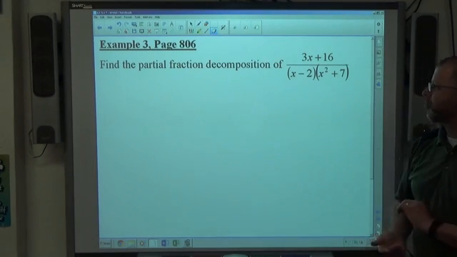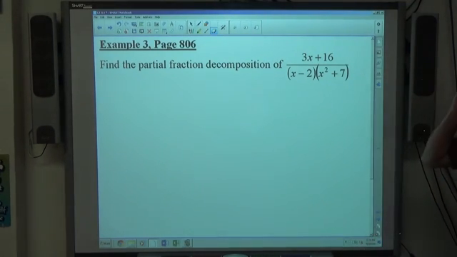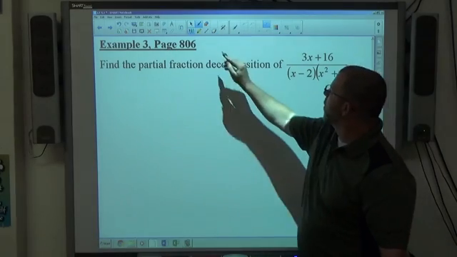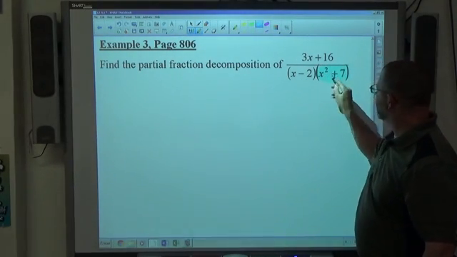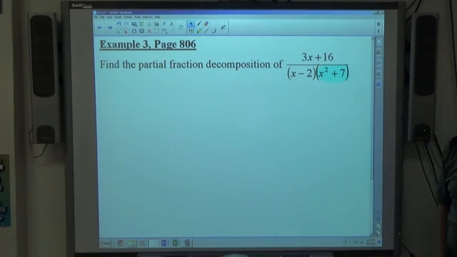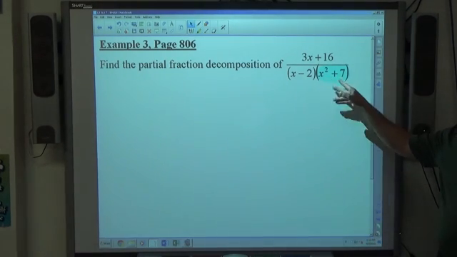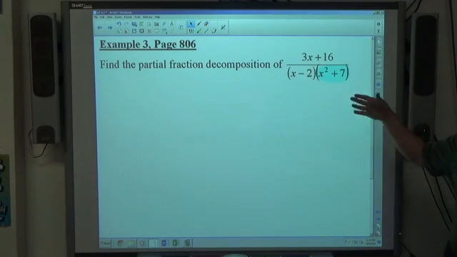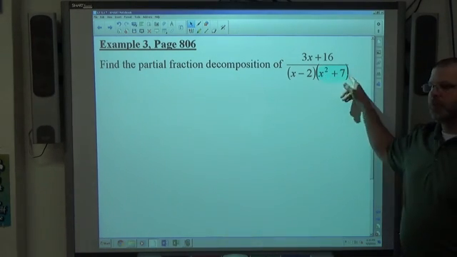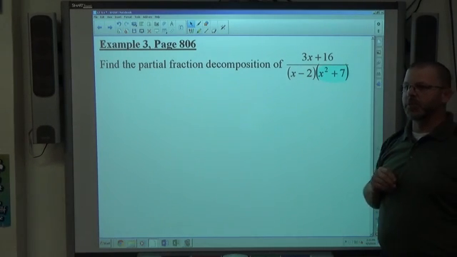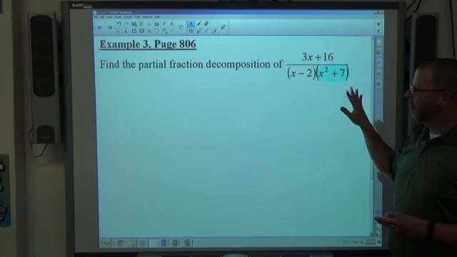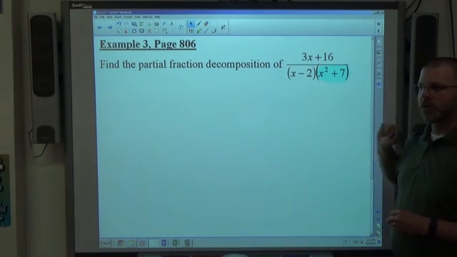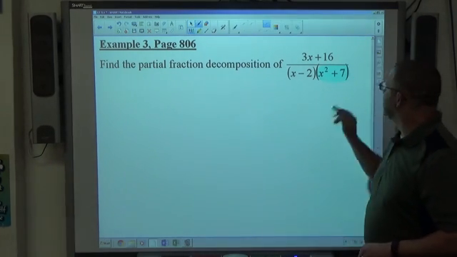Example 3 says find the partial fraction decomposition of this. The difference between this problem and what we saw yesterday is we have a quadratic factor that's not factorable. X squared plus 7 is a binomial. It's a sum. If you consider 7 as the square root of 7 squared, it's the sum of two squares. It doesn't have to be a difference of squares to be factorable, so we can't use the technique that we did yesterday. We just put letter over factor. So that's one difference here.